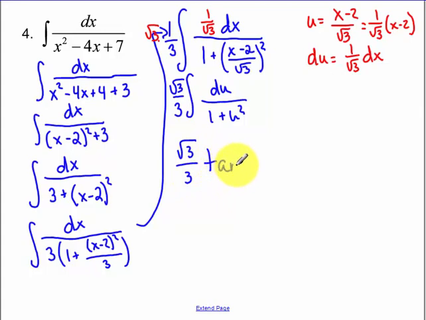So again, that's your inverse tangent. The inverse tangent often shows up on the EP. That's why I'm kind of stressing that. Inverse tangent of u plus c. Remember your u was this x minus 2 over root 3. So those were your unique integrals.